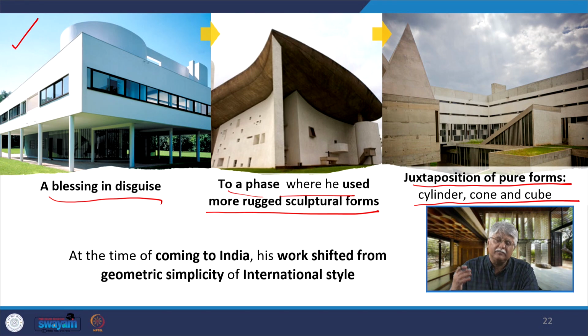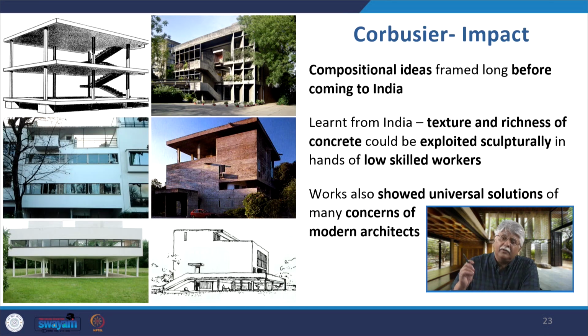At the time of his coming to India, his work had already shifted from the earlier geometric simplicity of the international style to brutalism. So the compositional ideas that he brought to India were framed long before he came to India, for example, in buildings like United Habitation.